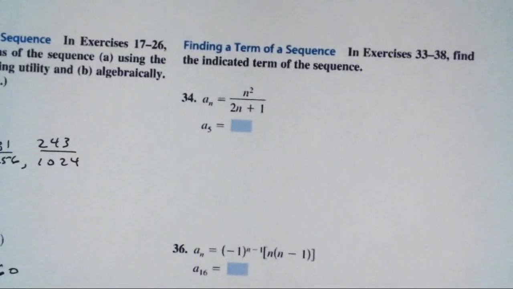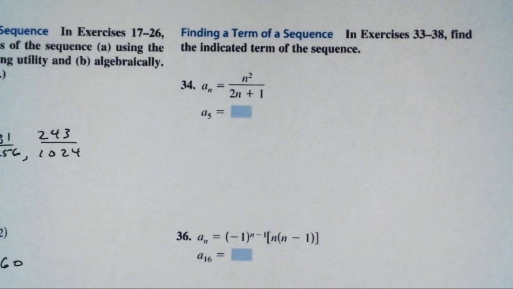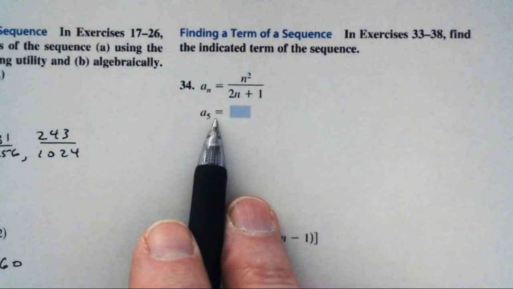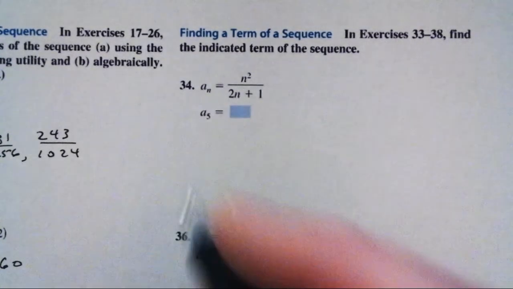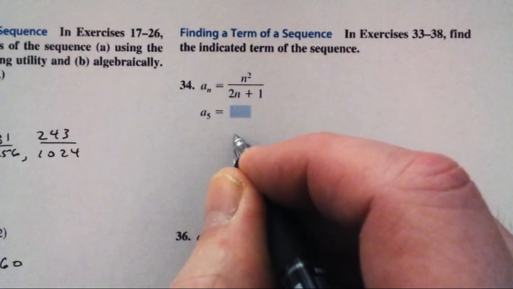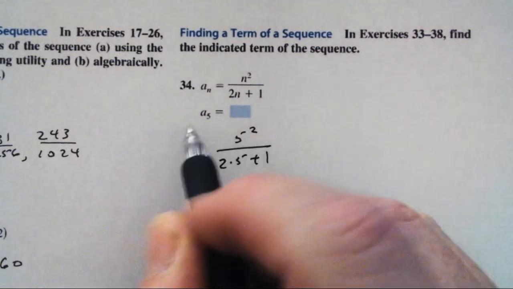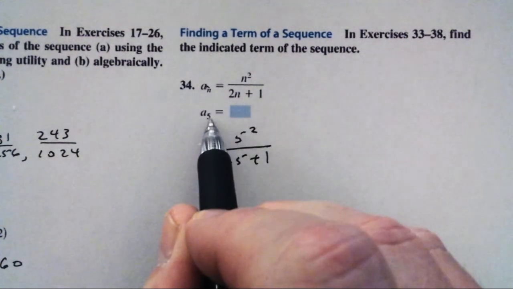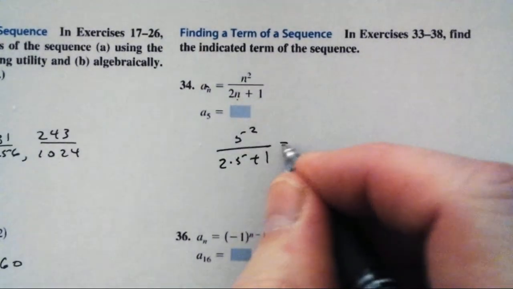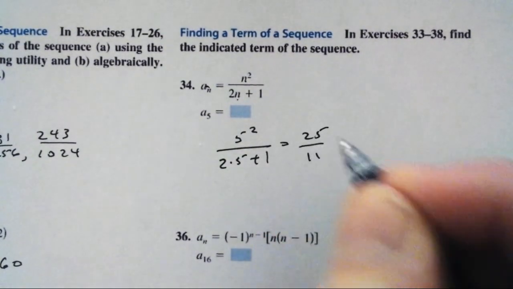Okay, a lot of times we don't care about the first 5 terms. We just want a specific term, and that's actually easier. I just want the 5th term. I don't need the first 5. So how simple. That is just 5 squared on 2 times 5 plus 1. It's just like a function. The 5th term, 5 takes the place of n. And we get 25 on 11.